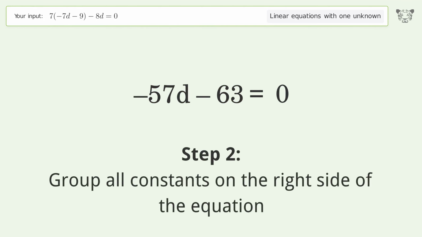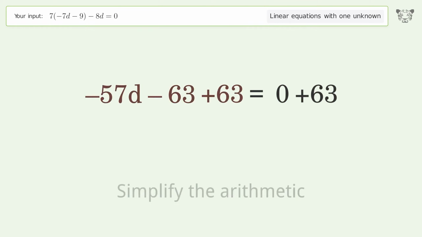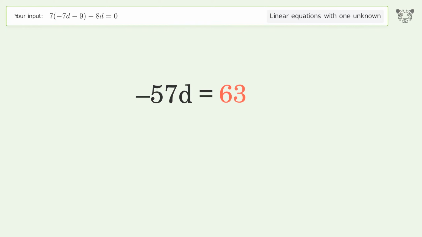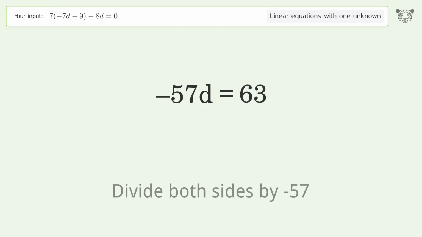Group all constants on the right side of the equation. Add 63 to both sides. Simplify the arithmetic. Isolate the d. Divide both sides by negative 57.